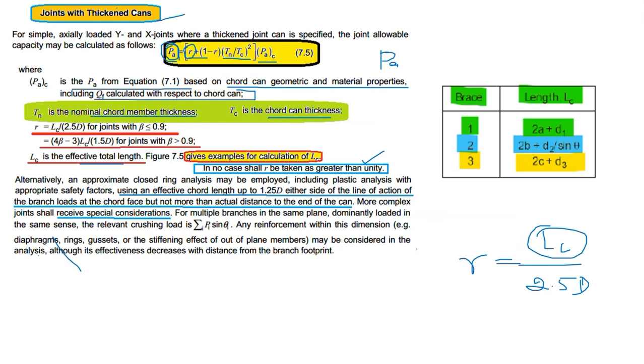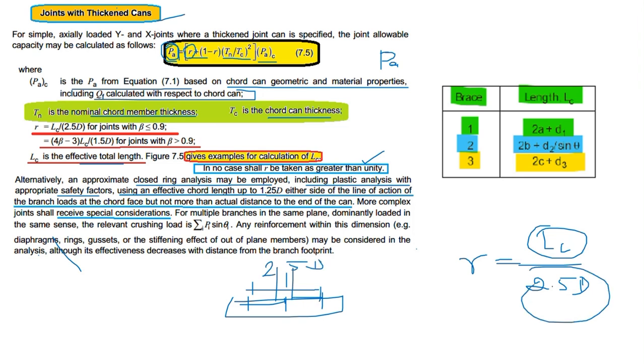Alternatively, the approximate closed string analysis may be employed, including plastic analysis, using appropriate safety factors, using an effective chord length up to 1.25 either side of the line of action of the brace loads at the chord face, but not more than the actual distance to the end of the can. It means like if you are doing alternative method, we have the brace like this, means from this end and from center, right? From center to chord length, it's 1.25, 1.25. That means total it will come 2.5 times D. That's the value they are using it here.